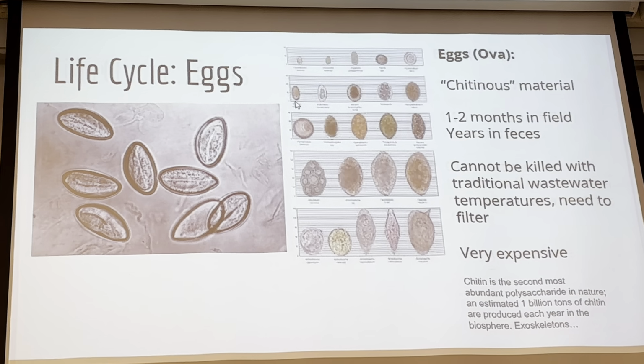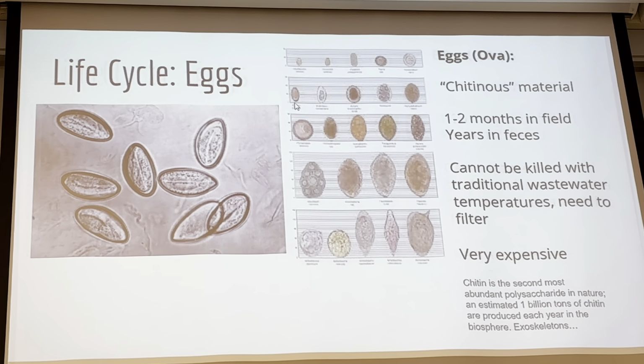Okay, so here's the eggs or ova. These also have a chitin-like material on the outside, similar to the cysts of protozoa.